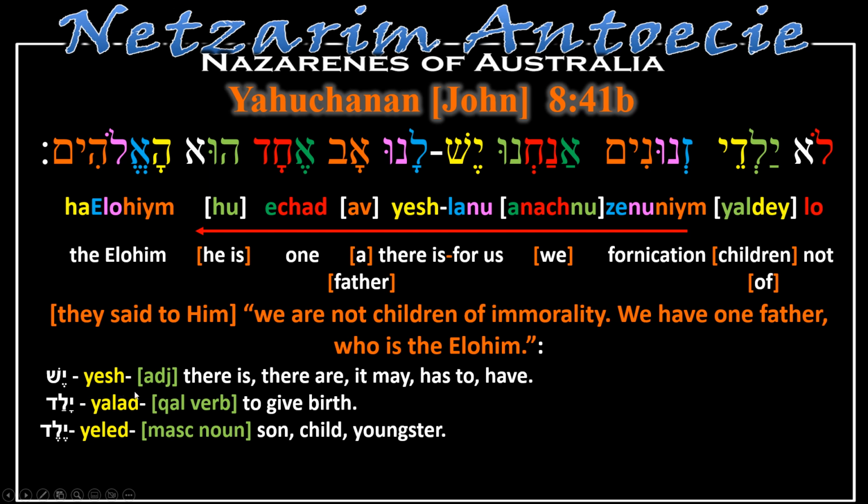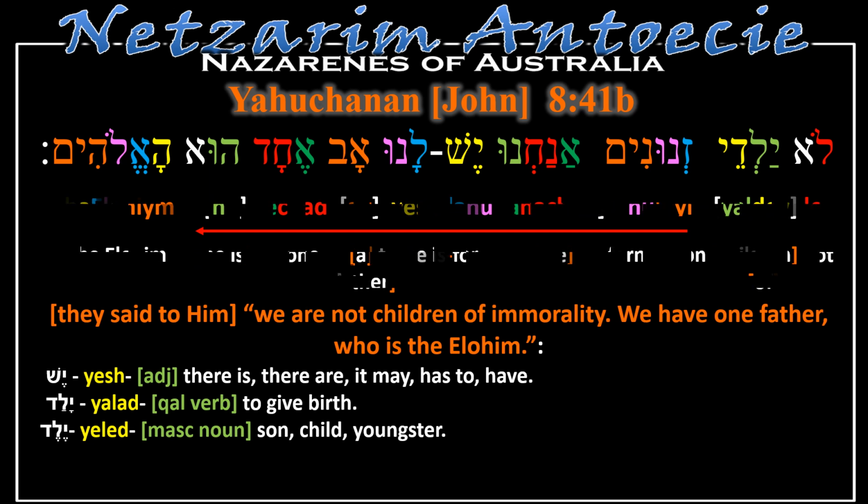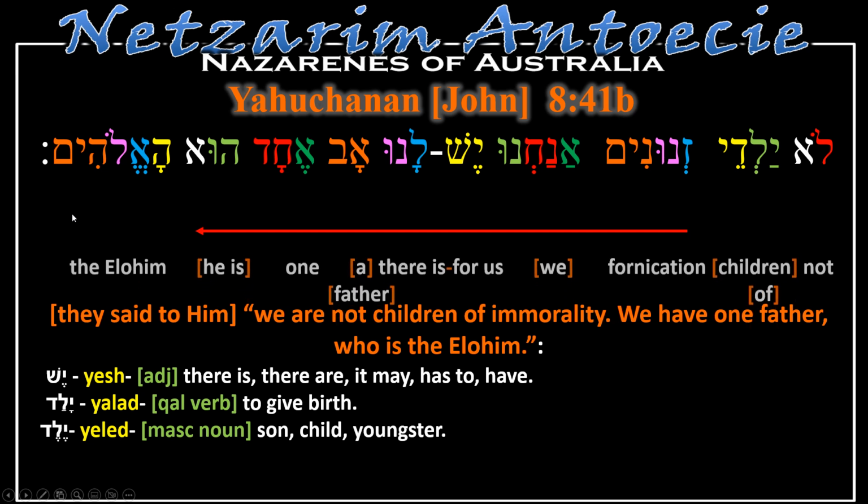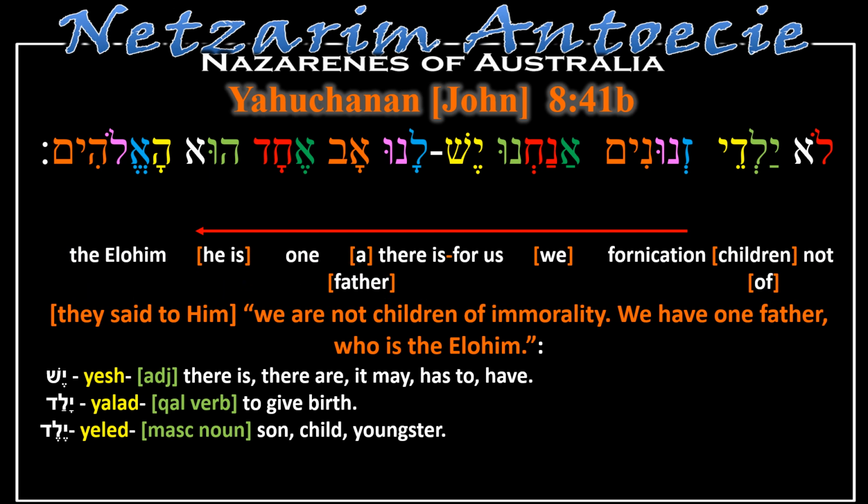And so we have yesh, adjective, there is, there are, it may, has to, or have. And then I've given you the other two. Now I'm also thinking they must have been having this conspiracy concept that he is a son of immorality, because why would they say that otherwise? So now we're going to read it without any aid. Lo yaldei zenunim, anachnu, yesh lanu av echad, hu ha-Elohim. Not children of fornication, we. There is for us a Father one. He is the Elohim.